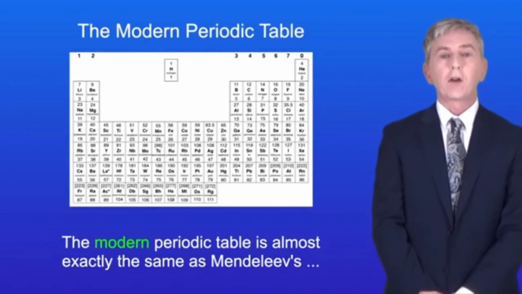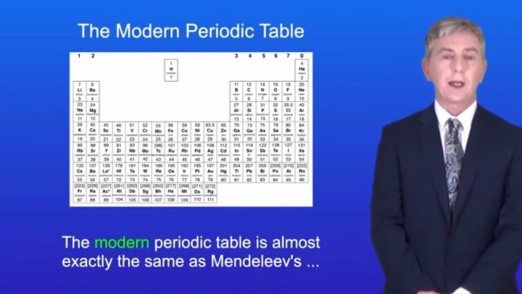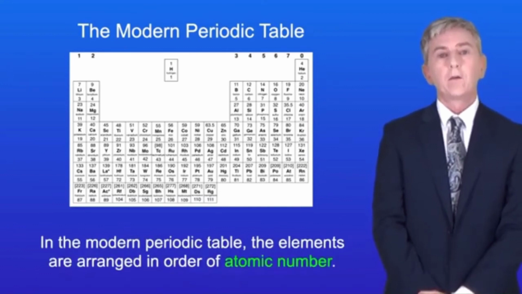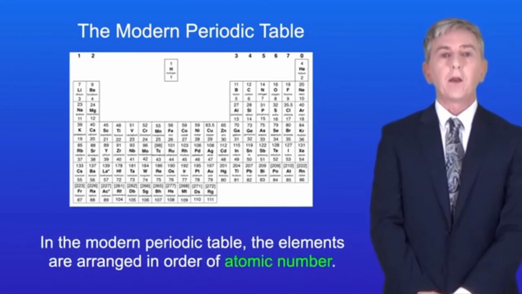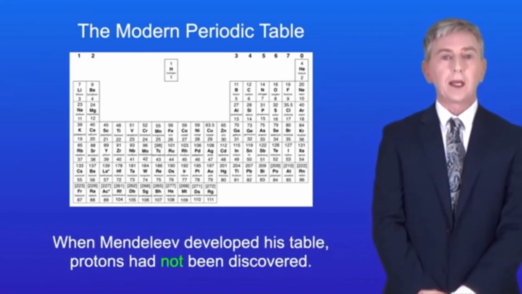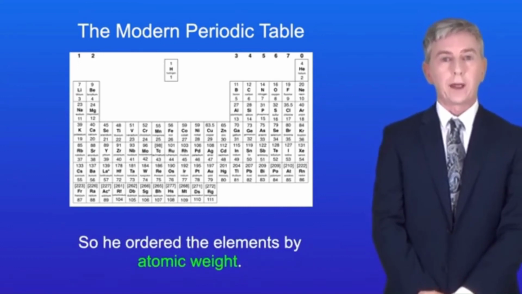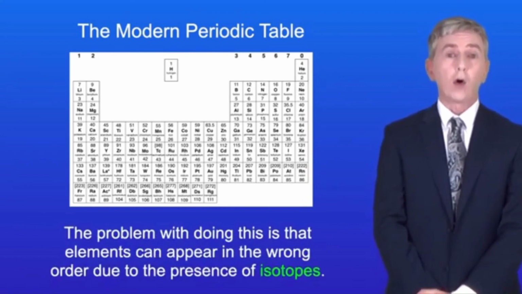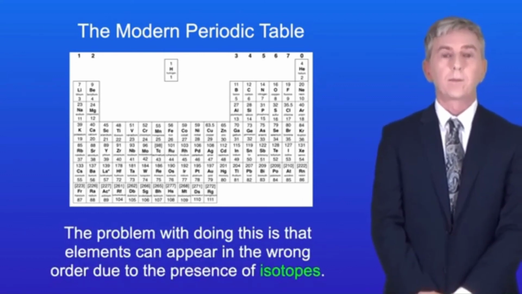The modern periodic table is almost exactly the same as Mendeleev's, apart from a couple of important differences which you need to know. Firstly, in the modern periodic table, the elements are arranged in order of atomic number, in other words the number of protons. When Mendeleev developed his table, protons had not been discovered, so he ordered the elements by atomic weight. The problem with doing this is that elements can appear in the wrong order due to the presence of isotopes.